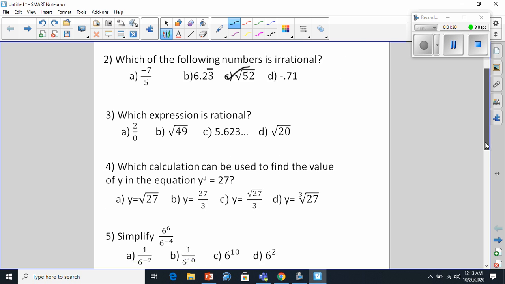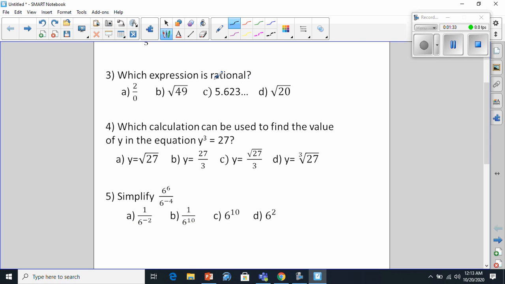Let's see. 3 says which expression is rational? Well, if I look at the ones that are rational, again, any fraction with 0 as a denominator, not rational. Let's see. We've got square root of 49. Well, 7 times 7 will equal 49, so that seems like it could be rational. I think it is. And then C, that's a number that goes on forever. Dot, dot, dot means it goes on forever. That's irrational. And it doesn't repeat. And then D, there's no number multiplied to itself that will equal 20. So B is definitely the right one. 7 times 7 will equal 49.